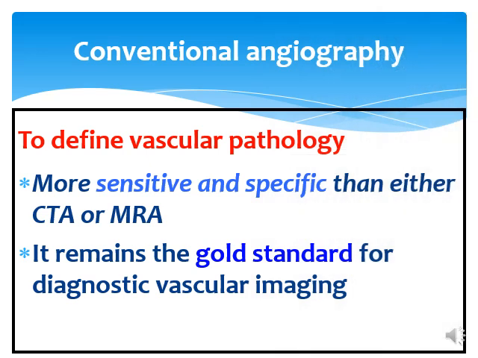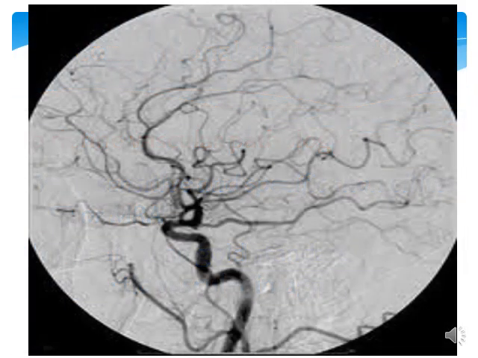Conventional angiography, to define the vascular pathology, is more sensitive and specific than other modalities of arterial investigation like CTA or MRA. It remains the gold standard for diagnostic vascular imaging. This is the picture of angiography, conventional angiography, digital subtraction angiography.